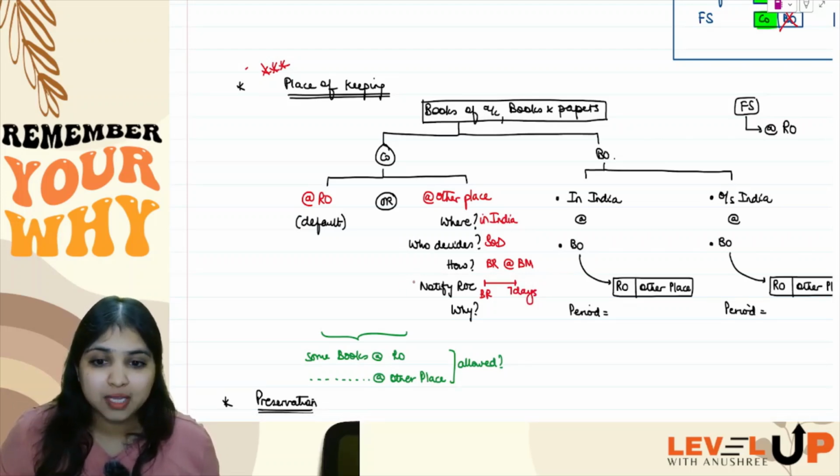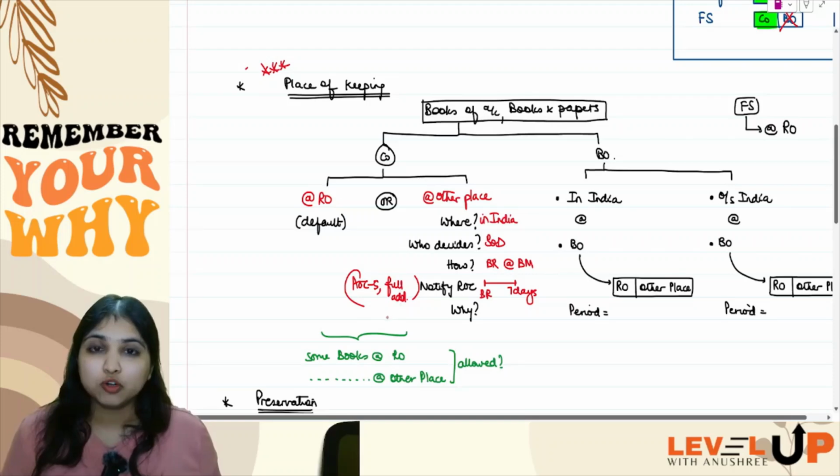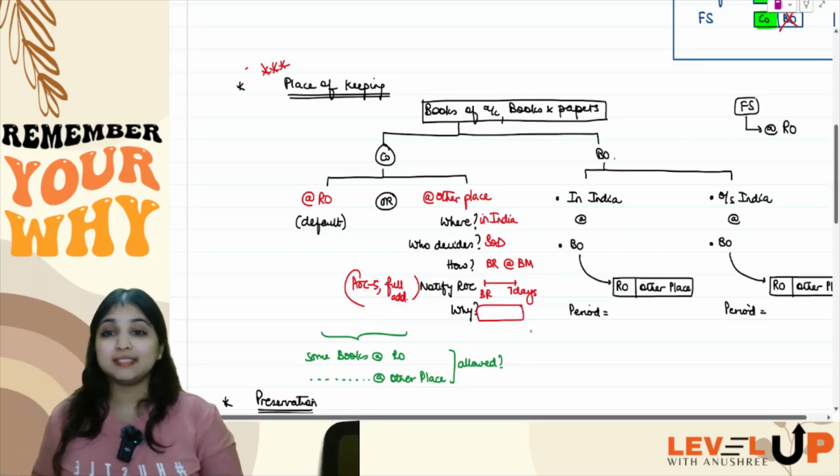What should they inform the ROC? They should submit form number AOC 5. They must also give the full address of the place where the books of accounts and books and papers are going to be kept. Why should we inform ROC? I will tell you that. Till here you understand first.